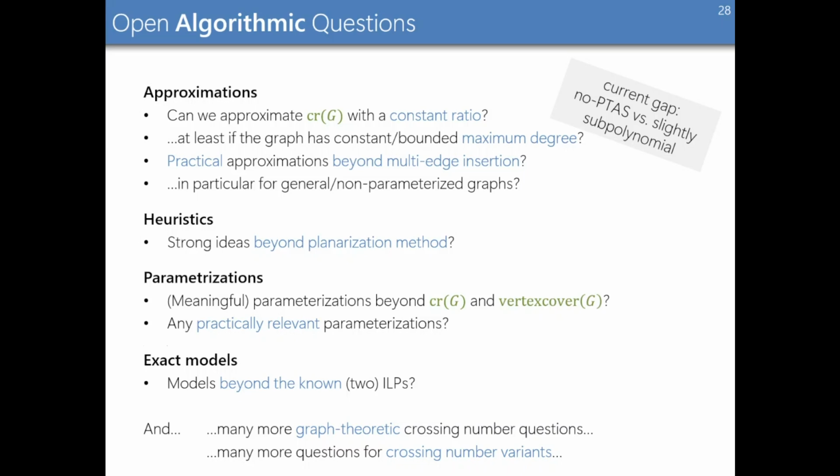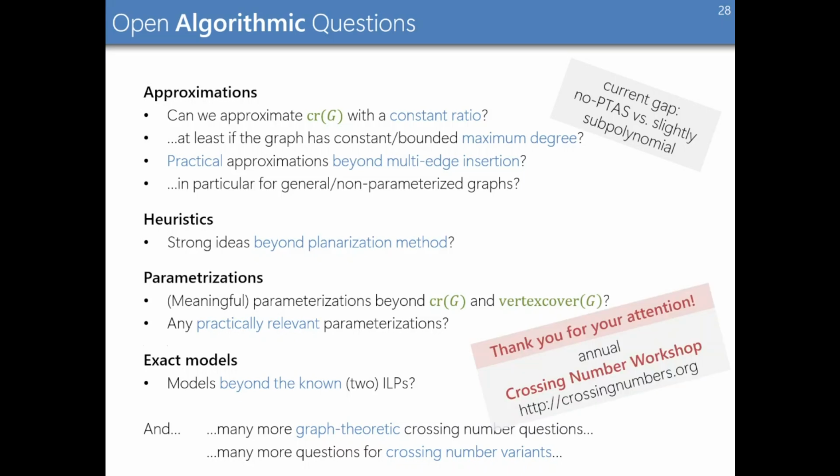And of course, if you're not into algorithmics, crossing number is a rich field of other questions as well in graph theory, or you can go the route of doing variants of the crossing number, like one-planar crossing number and stuff like that.